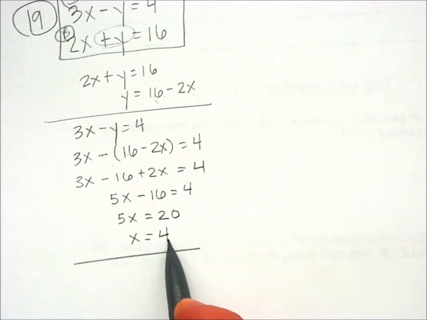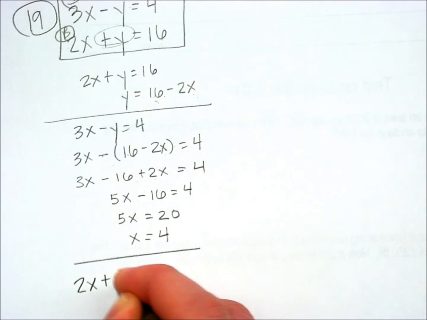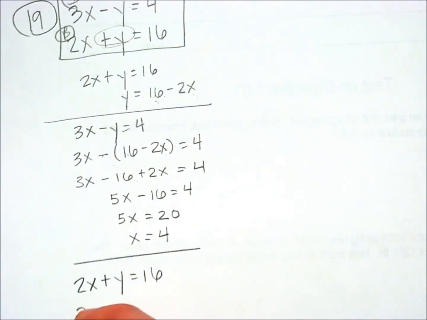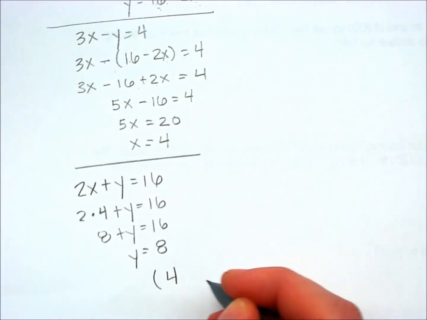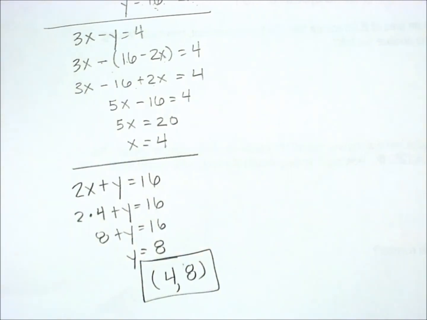And now substitute 4 in place of x in either one of the original equations, your choice. We'll just use the second equation. So that'd be 2 times 4 plus y is 16. That's 8. So y is equal to 8. So your ordered pair is 4, 8.